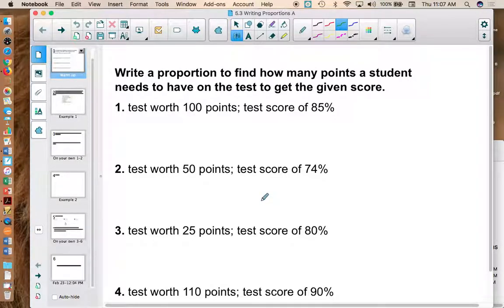See if we can write the proportion for this first question. Write a proportion to find how many points a student needs to have on the test to get the given score. We're just writing it right now. You don't have to solve it, you just gotta be able to write it. So what should the proportion look like? Trenton?